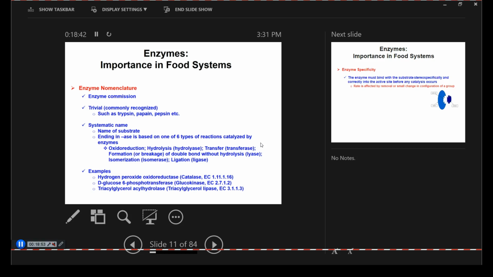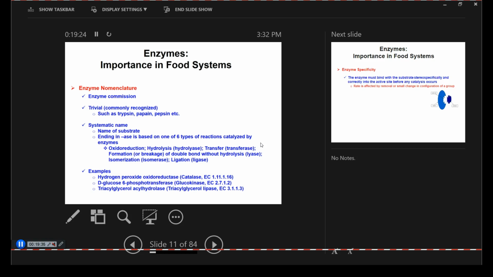So oxidoreductase, for example, hydrolase, transferase, lyase, isomerase, and ligase. What are these different categories? Oxidoreductase, for example, hydrogen peroxide oxidoreductase, which is catalase. It catalyzes an oxidation-reduction reaction, the conversion of hydrogen peroxide into oxygen and water, for example. Hydrolase involves water, hydro. So there is water plus the enzyme plus the substrate gives you the product.